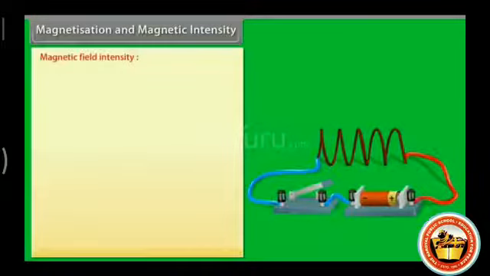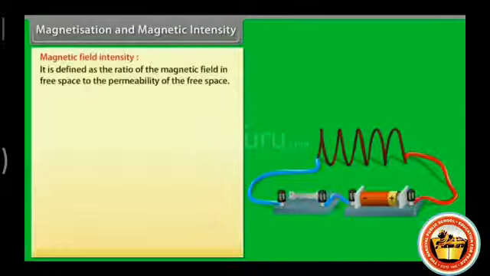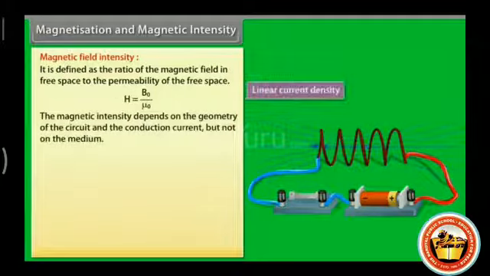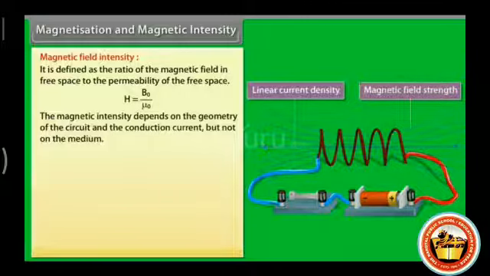Magnetic field intensity. It is defined as the ratio of the magnetic field in free space to the permeability of free space. H is equal to B naught by mu naught. The magnetic intensity depends on the geometry of the circuit and the conduction current, but not on the medium.